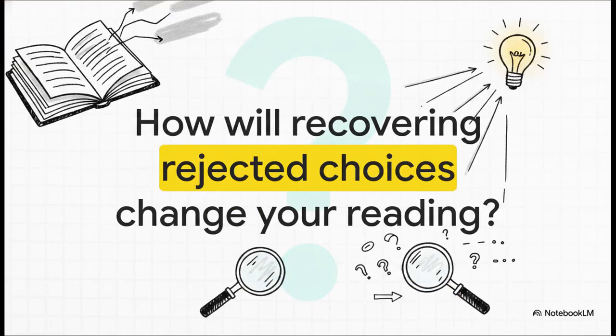So, I'll leave you with this. How will recovering the choices not made change the way you read your next text? The next time you open up a passage, I want you to look really closely and ask yourself, what did the author choose not to say, and how does that silence change everything? By seeing that hidden pool of rejected alternatives, you aren't just reading words on a page anymore. You are stepping directly into the mind of the author.